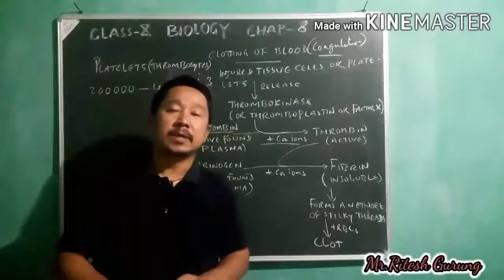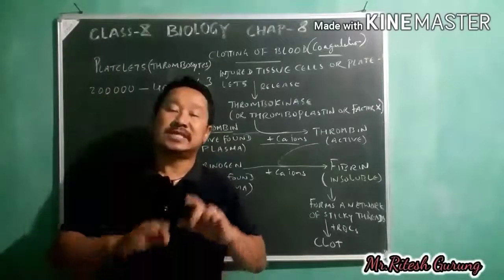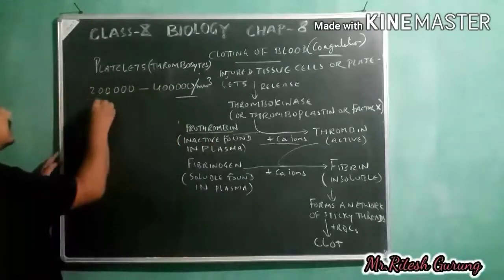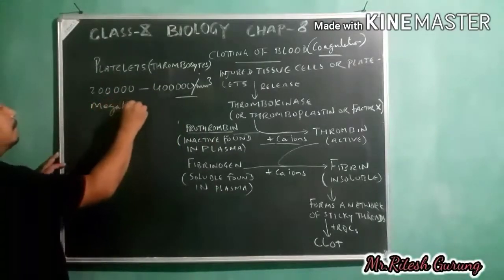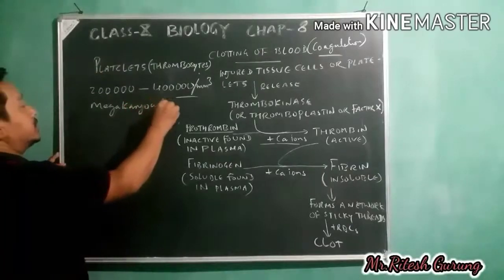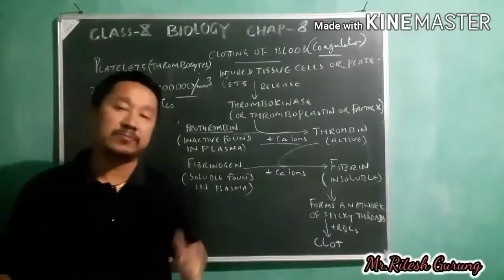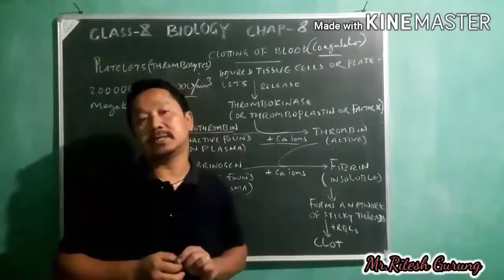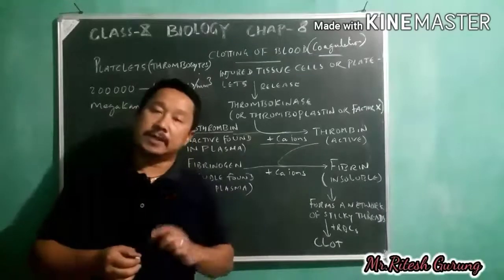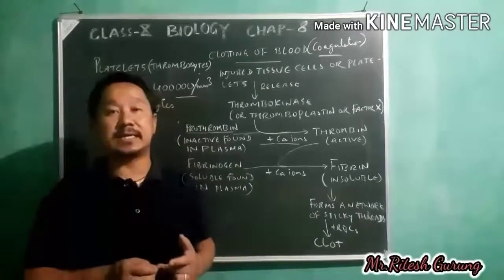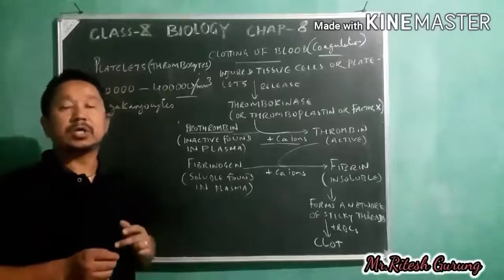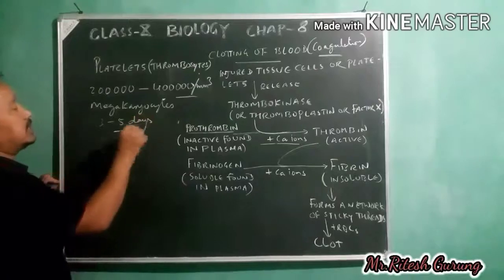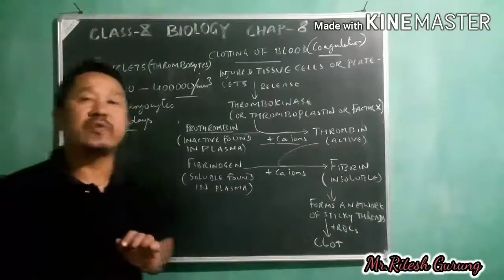All right, and they are formed from the giant cells called megakaryocytes in the red blood cells. Then the lifespan of platelets is about 3 to 5 days only. That means platelets survive for 3 to 5 days only.